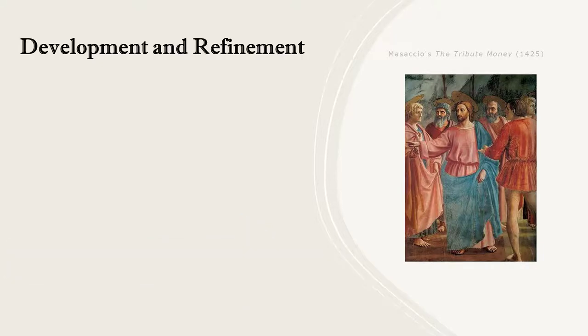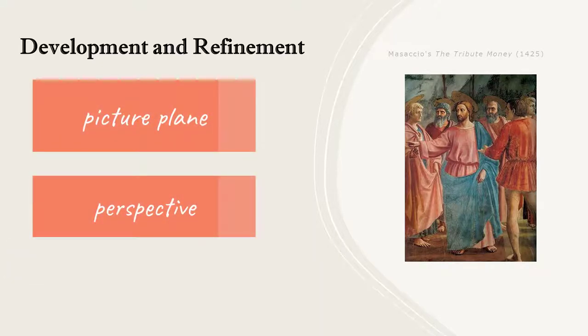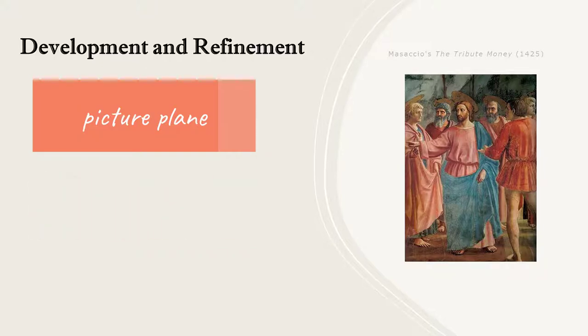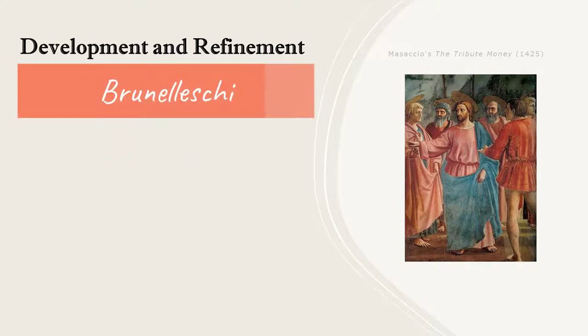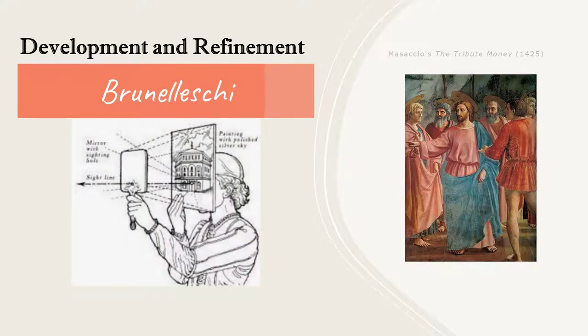Let's also consider the picture plane and perspective. These are a few terms that you need to be familiar with. The picture plane is the two-dimensional surface of the painting. The picture plane was conceived as a sort of window through which we view the three-dimensional world. The architect Filippo Brunelleschi formulated the first laws of linear perspective, how all parallel lines in a visual field seem to converge in a single vanishing point on the horizon.